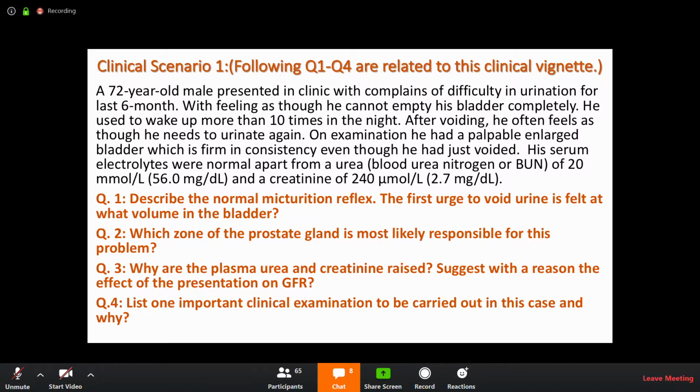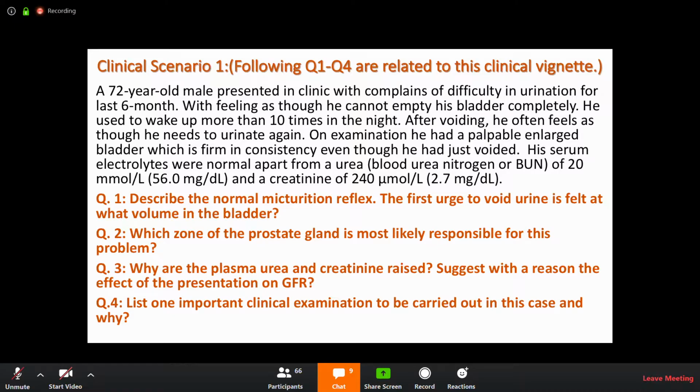Any concern for this answer? Okay. While we're waiting, Dr. Abdulahad, there was a question for you. Is the micturition reflex lost with age? It depends on the underlying pathology.